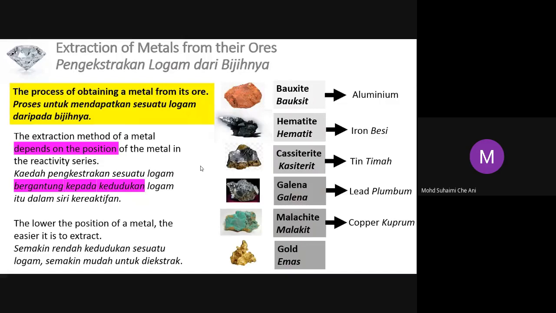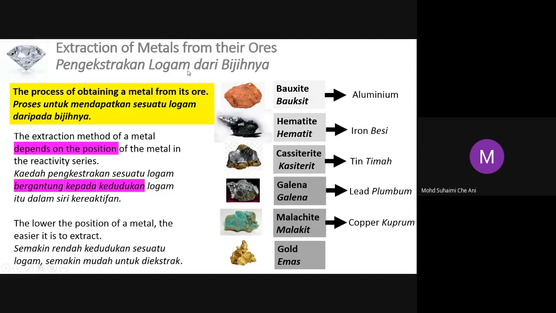Okay, so we continue to 4.3, the extraction of metals from their ores. Most of the metals cannot exist in the element form, alone by themselves. But most of the metals exist in the mineral form, and this mineral we call the ore, biji. But some of the metals can also exist as elements, so it depends on the position in the reactivity series. That's why we learn about the reactivity series.